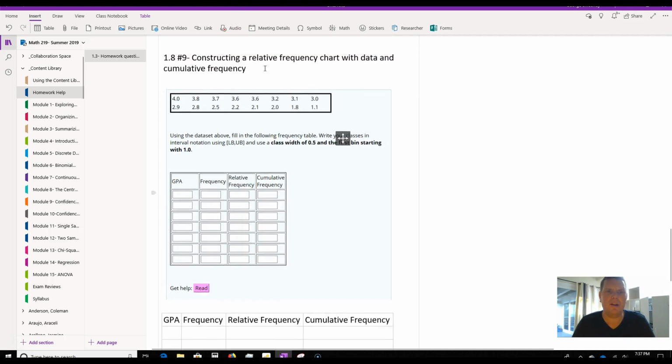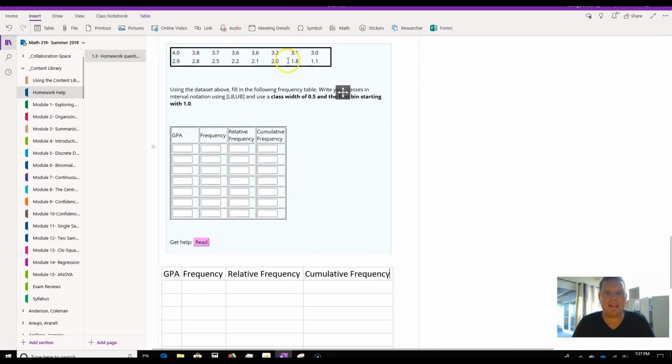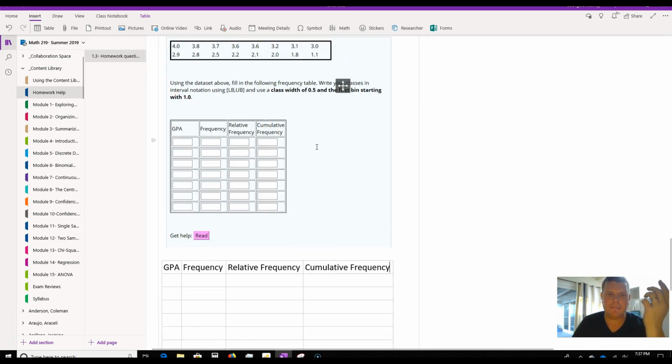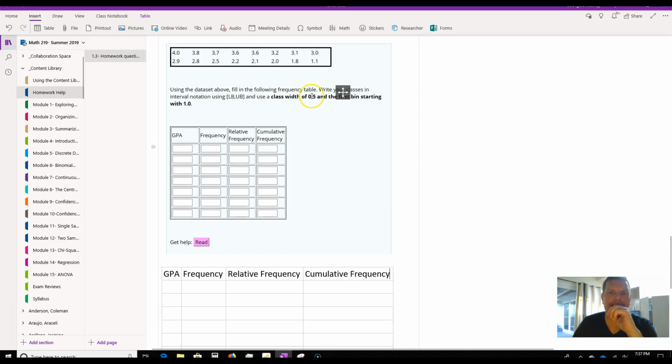We've got a data set here, and it's a bunch of GPAs. What we're going to do is construct a frequency table. It says, use the following data set above, fill in the following frequency table, write your classes in interval notation, and using LBUB. Now, what LBUB means is lower bound, upper bound. And what I want you to notice here is we've got some brackets. Brackets represent that this is going to be inclusive.